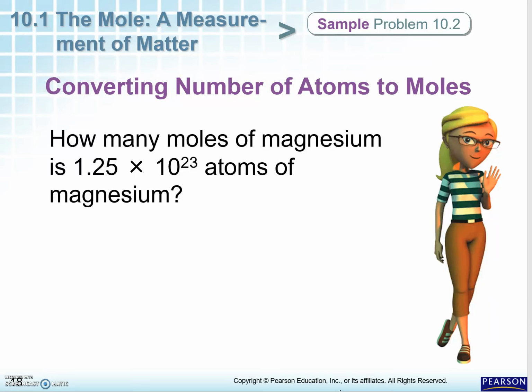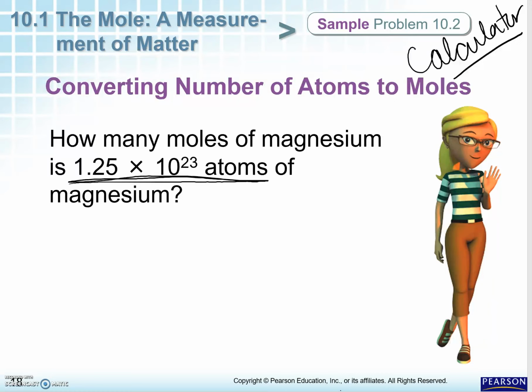So we have magnesium. We're trying to figure out how many moles of magnesium is in 1.25 times 10 to the 23rd atoms of magnesium. You will need a calculator, so make sure you grab that. So first of all, we're going to underline what is given to us. That's number 1. And we're going to circle exactly what we want. We're then going to write down our conversion units.